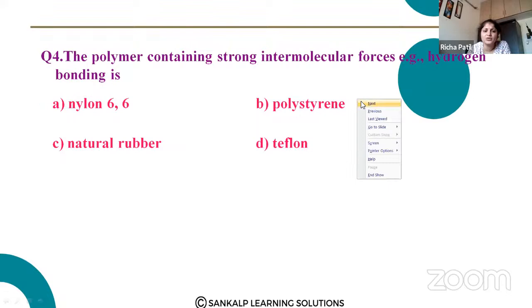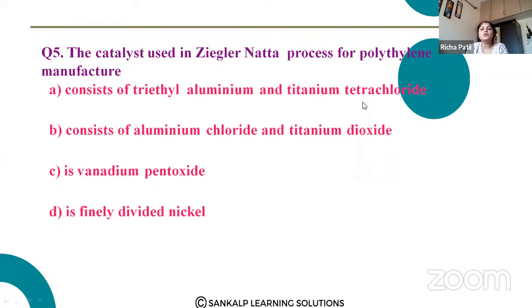So we'll go for the next one. The catalyst used in the Ziegler-Natta process for polythene manufacture. Which is the Ziegler-Natta catalyst? What is the composition of the Ziegler-Natta catalyst? Very important. You need to remember the chemical formula as well as what it consists of.